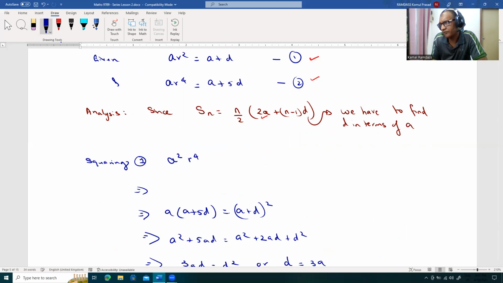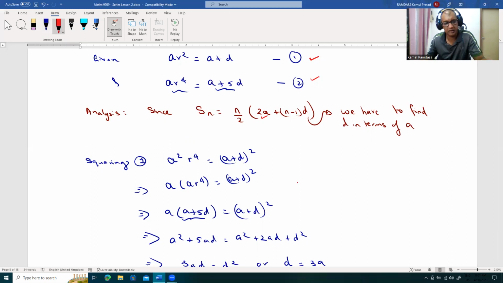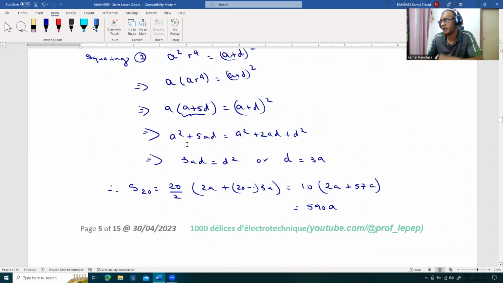A squared R to the power of 4 is equal to (A plus D) squared. That is, A times AR to the power of 4 is equal to (A plus D) squared. But AR to the power of 4 is equal to A plus 5D, so we replace it here. A multiplied by (A plus 5D) is equal to (A plus D) squared. So A squared plus 5AD is equal to A squared plus twice AD plus D squared. A squared cancels. We get 3AD is equal to D squared, or D is equal to 3A.